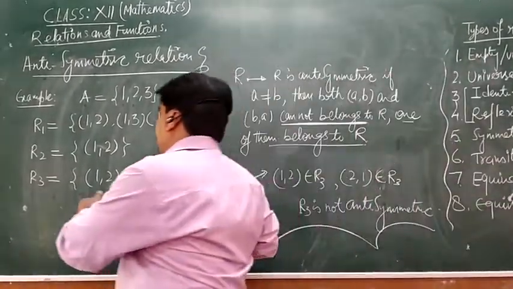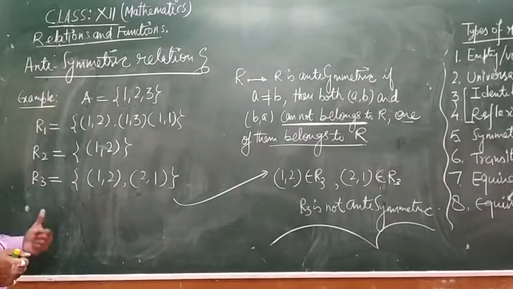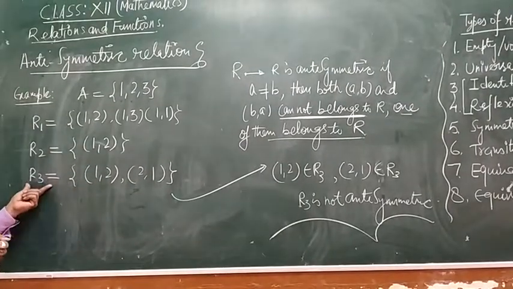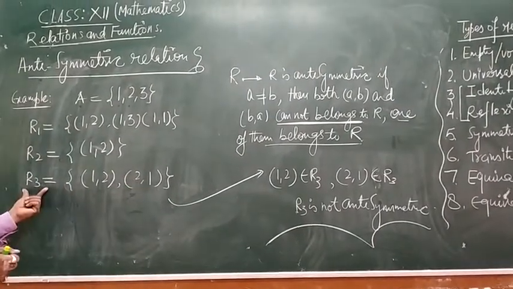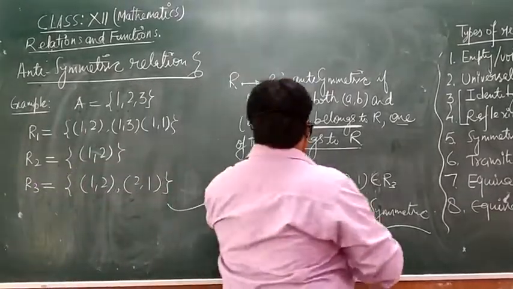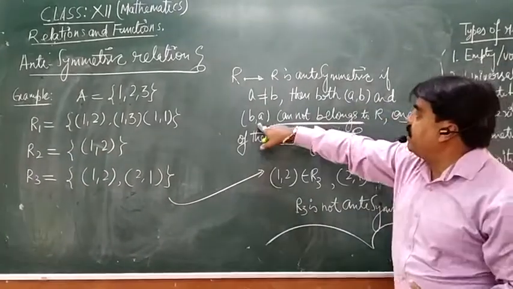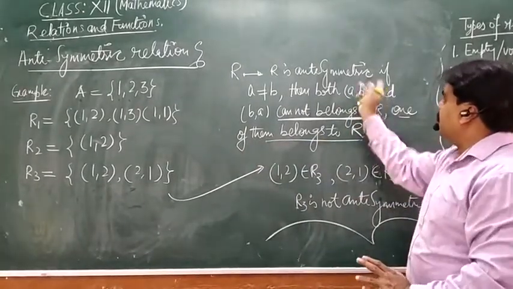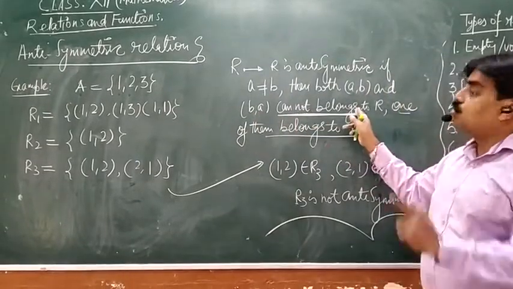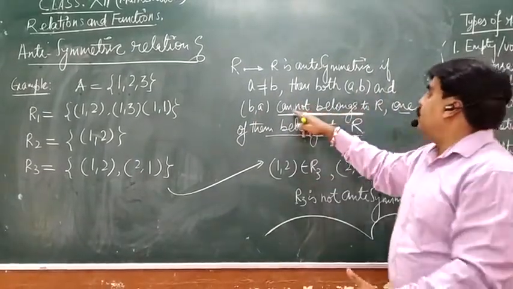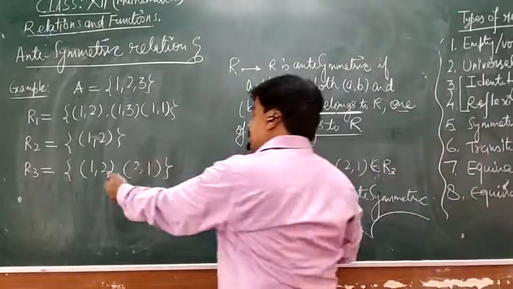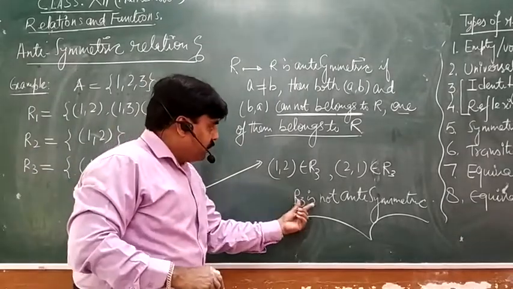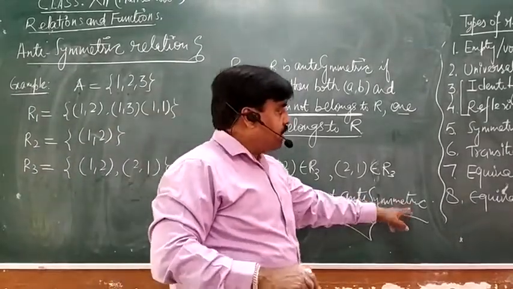So why are we saying this R3 is anti-symmetric, because of (1, 2) and (2, 1)? (1, 2) is going to belong to R3, and (2, 1) is also going to belong to R3. What we are saying is, if (A, B) belongs to R, then if we interchange, it should not belong to that same relation. Here (1, 2) and (2, 1) both belong. So that's why this R3 is not an anti-symmetric relation.